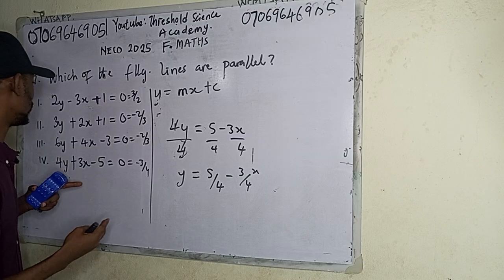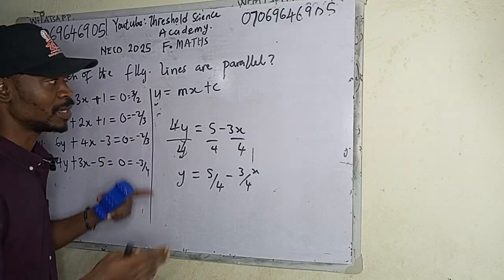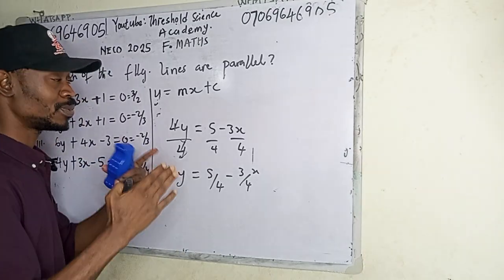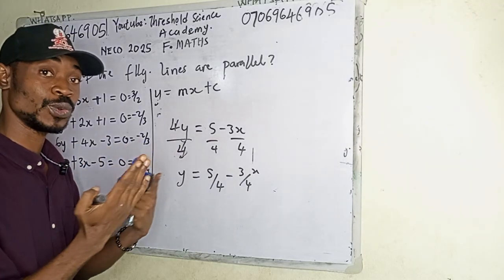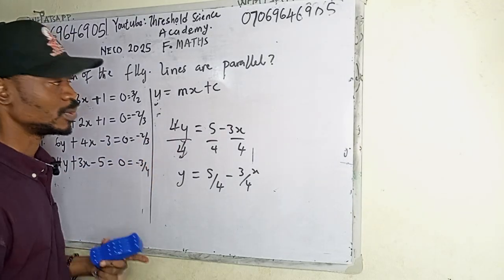Remember, when equations are parallel, their slopes are always the same. But when they are perpendicular, the product of their slopes is always equal to -1. So try and notice that.